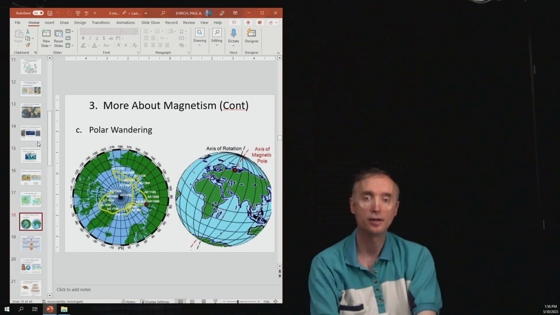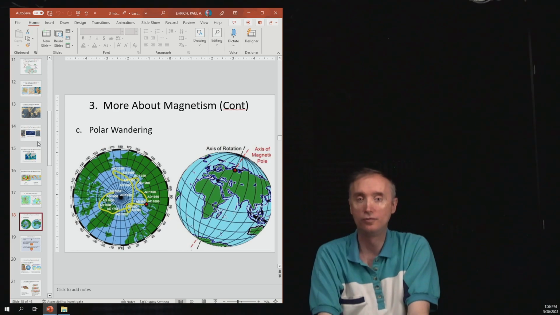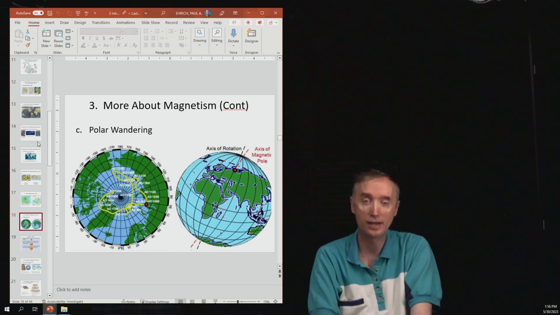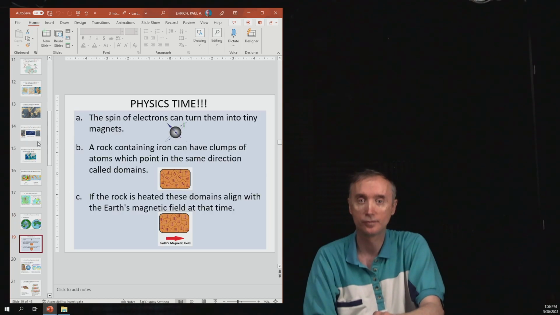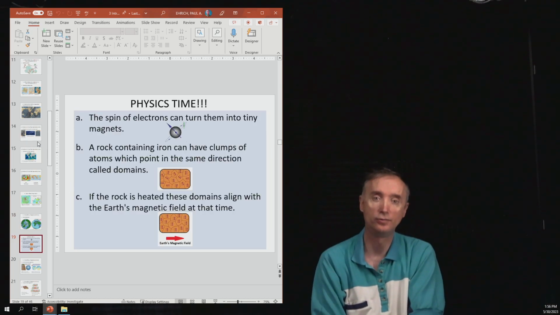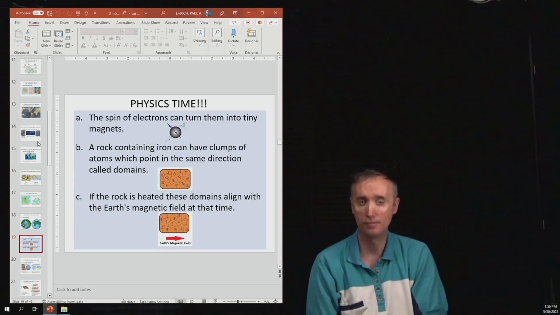Okay, so here's again a picture that shows that over time the location of the north and south magnetic poles changes. So we're going to call that polar wandering. Okay, you should also know something about magnetism and how rocks can be magnetized.